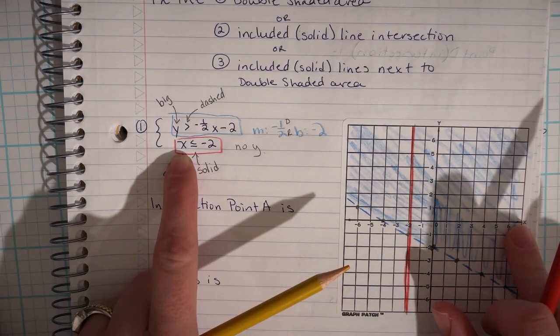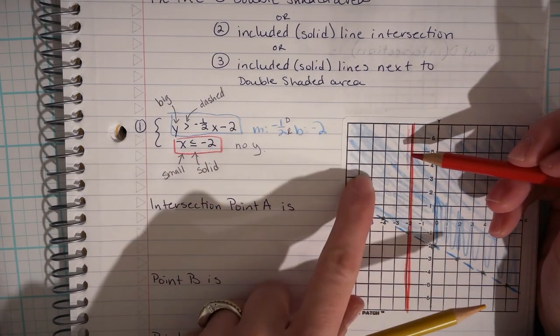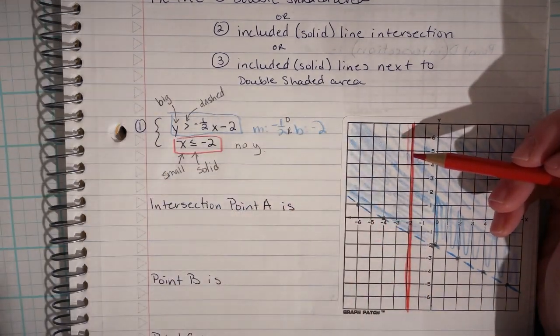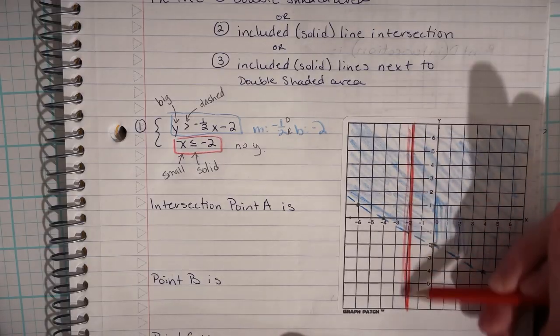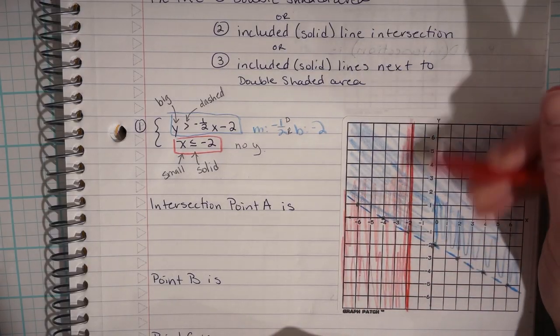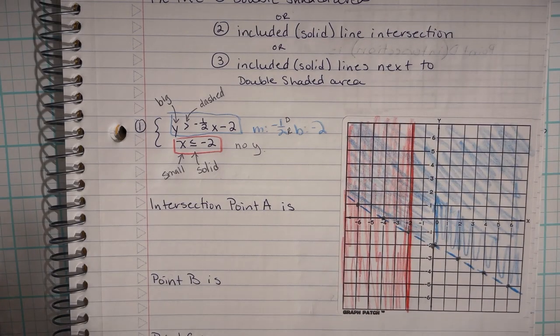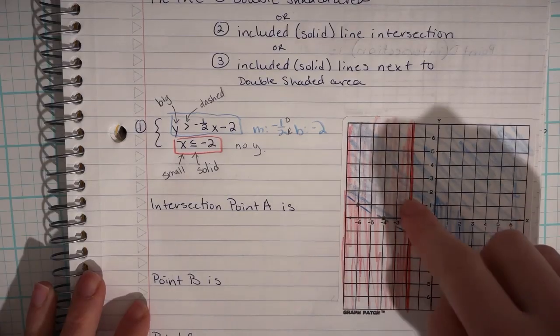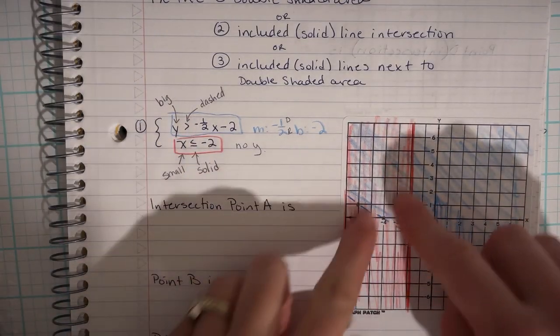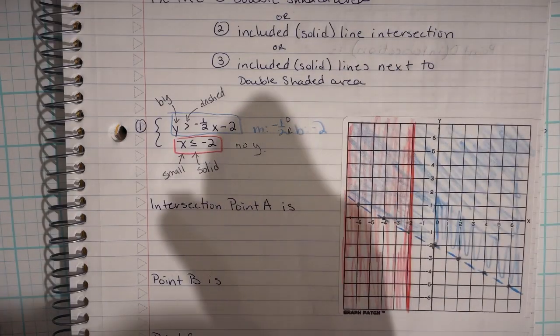So where do I find smaller x values? Well, I find them to the left. And I know there's shading here, but right now we're going to ignore that shading. We're going to pretend it's not there and just focus on shading to the left of my red line. Okay, so together we have what we'll call our purple area, right? Because red and blue make purple.